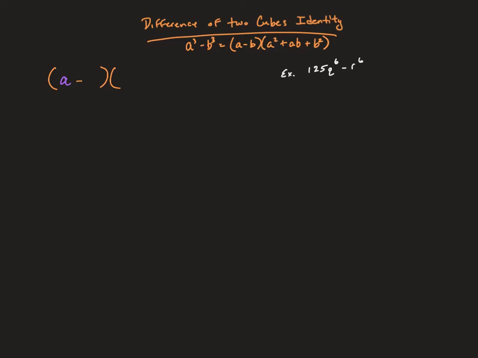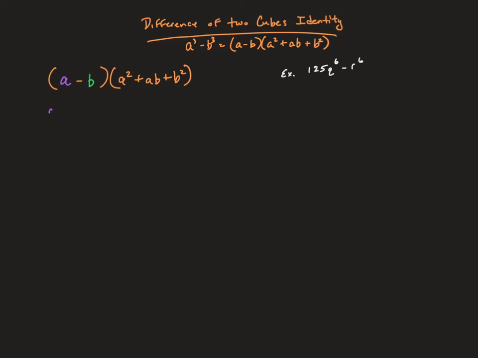a minus b, and then I'm going to multiply a minus b times a squared plus ab plus b squared, and I'm going to multiply this identity out to see if it's going to result in a cubed minus b cubed, as we did before with the sum of cubes.